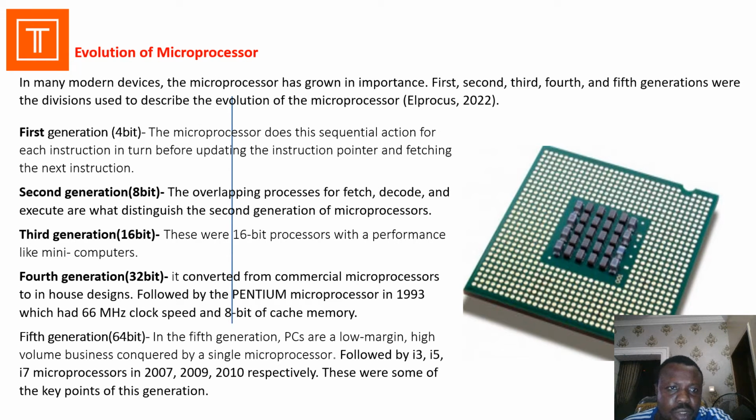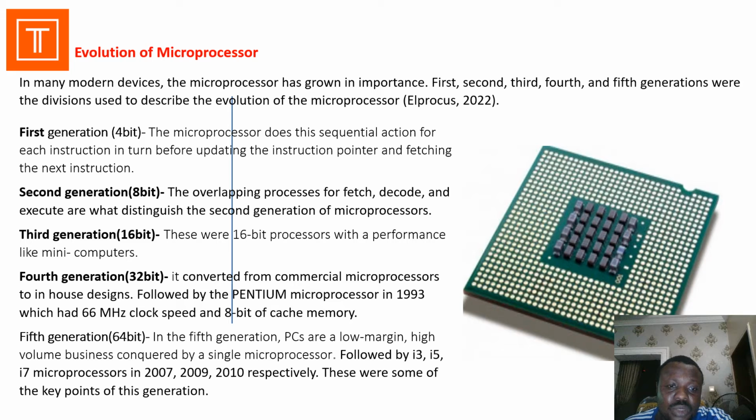Evolution of the microprocessor. In many modern devices, the microprocessor has grown in importance. The first to fifth generation division is used to describe the evolution of the microprocessor. The first generation, with 4-bit: the microprocessor does sequential action for each instruction in turn before updating the instruction pointer and fetching the next instruction. The second generation, with 8-bit: the overlapping process for fetching the code and executing. The third generation was 16-bit. These were 16-bit processors with performance like a minicomputer.